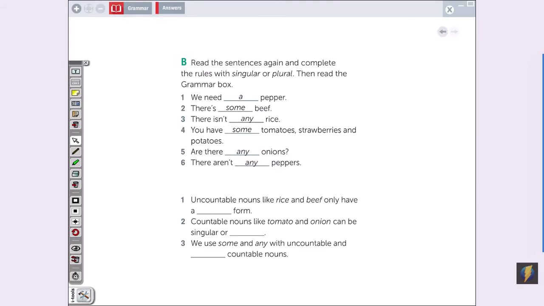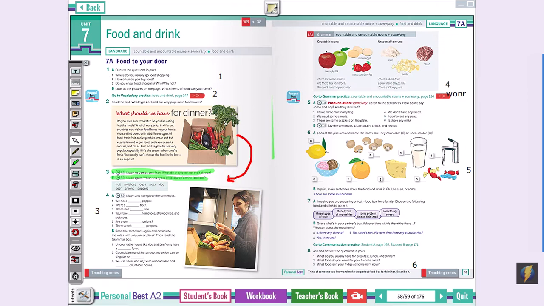And this is, I did this, but you have to do it in your book. So here you have to complete the sentence using a, some, any, some, or an, okay? So I did that for you. Okay.